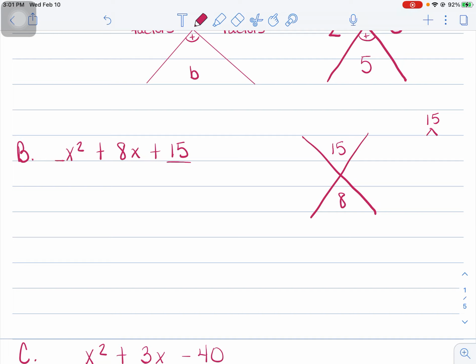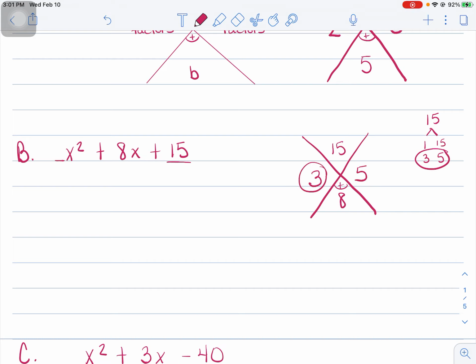So we can think about 1 and 15. 2 can't go in there. We can think of 3 and 5. Those are the only ones I can think of. So 1 times 15 multiplies to get 15, and so does 3 times 5. Now I have to look at what adds to get 8. The only 2 that add to get 8 are 3 and 5.